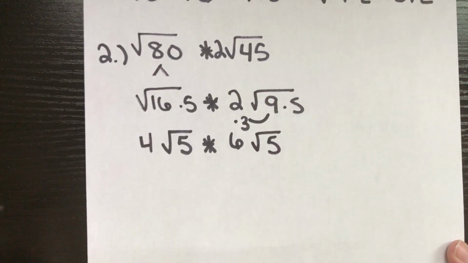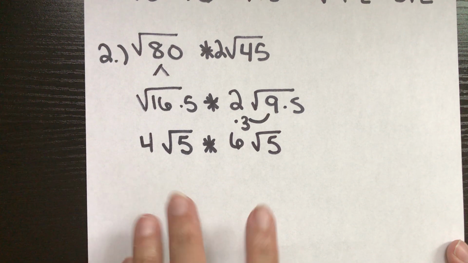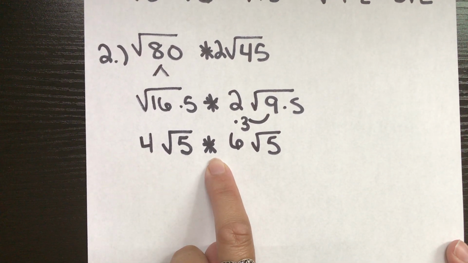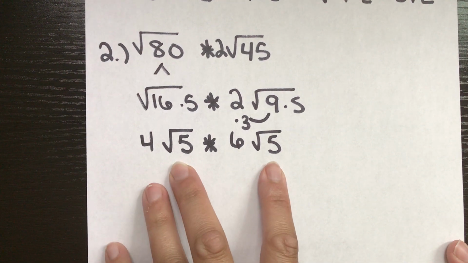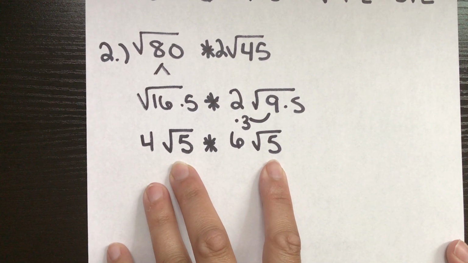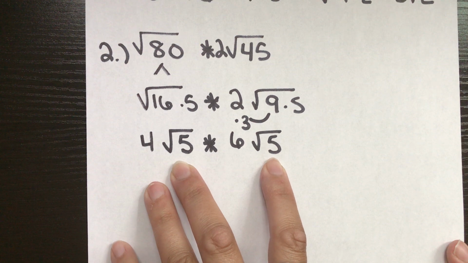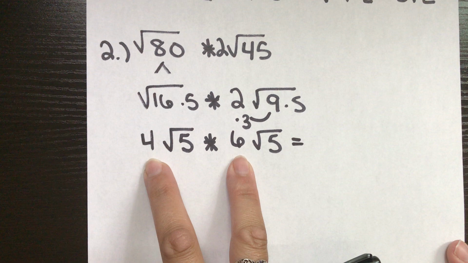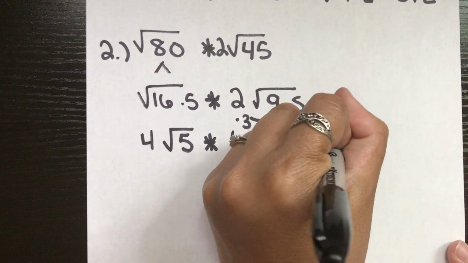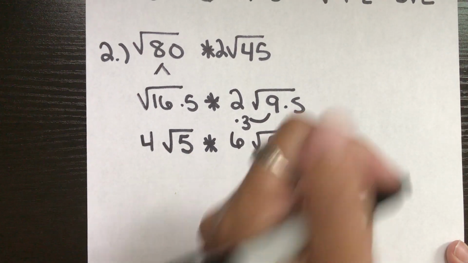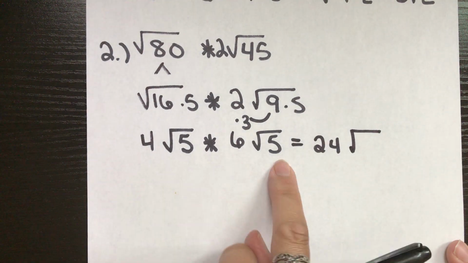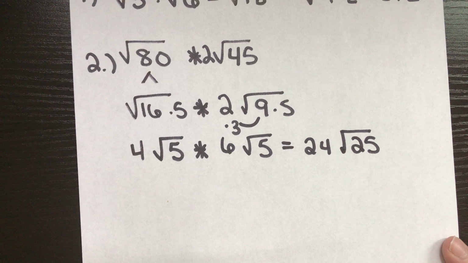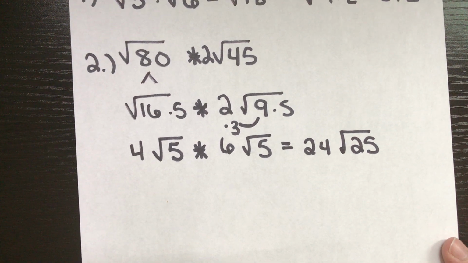Now with radicals, again, if this was addition, this would be perfect. If this had said plus or minus, I could totally combine them because they both have a radical 5. If it was addition, the answer here would be 10 radical 5. But with multiplication, you always multiply what's in front of the radicals, which would be 24, since 6 times 4 is 24. And you multiply what's underneath, and you get 25. So you end up with 24 square root 25.